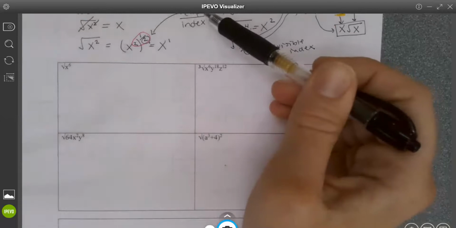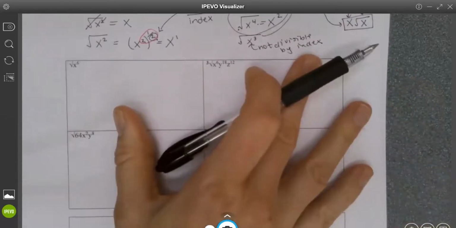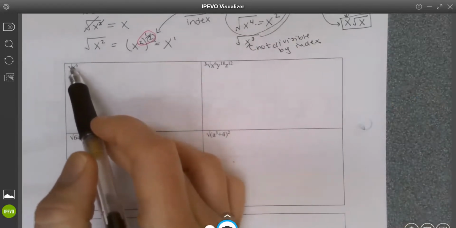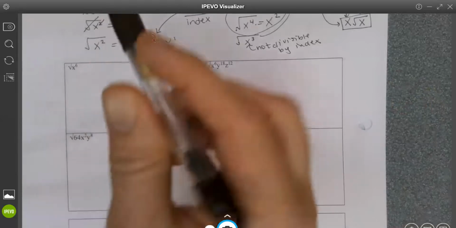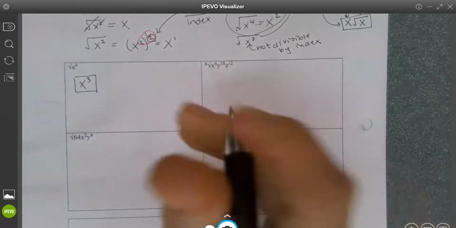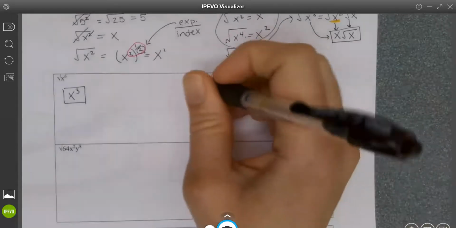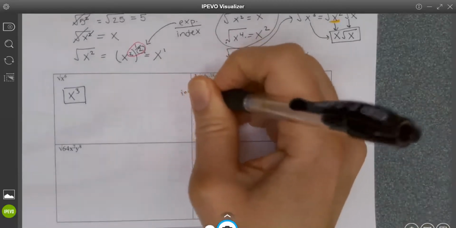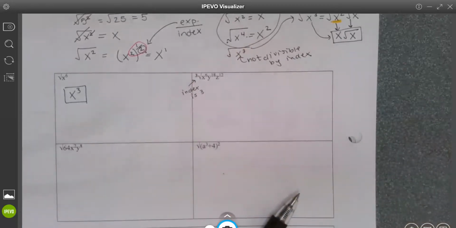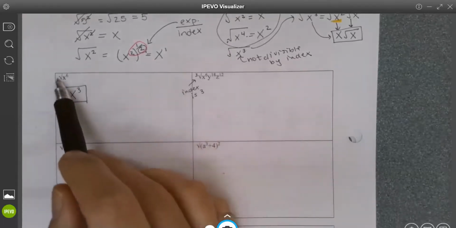So remember, we're always looking at that exponent value and seeing, can we divide it by the index, and then what's the result of that? So square root of x to the 6, well, 6, this is an index of 2. 6 divided by 2 is x cubed. I've simplified it. Done. There's no kind of breaking apart that needs to happen there. This time, my index is 3. It's a cube root.